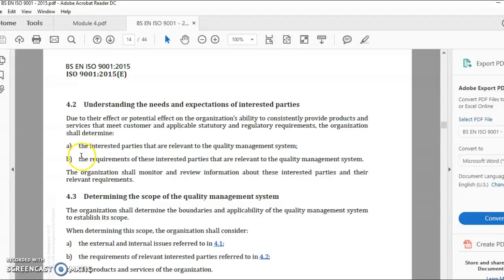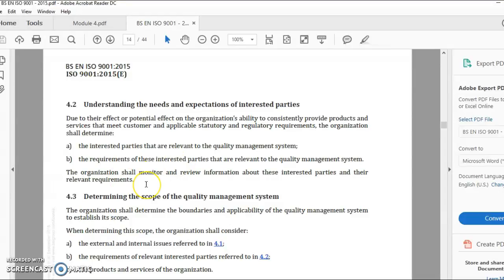And then B talks about the requirements of interested parties that are relevant to the quality management system. So that's really what you want to be looking at, I think. So it's identifying who the stakeholders are and what the requirements of the quality management system or company are.